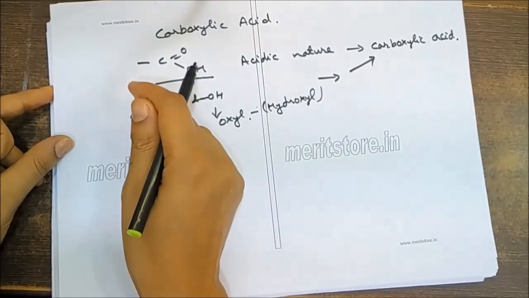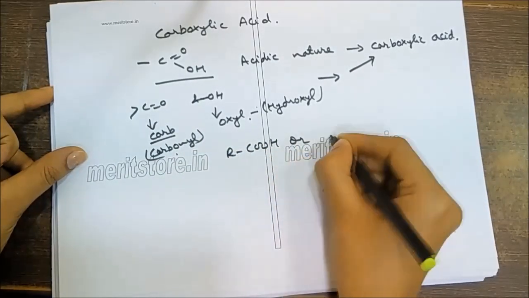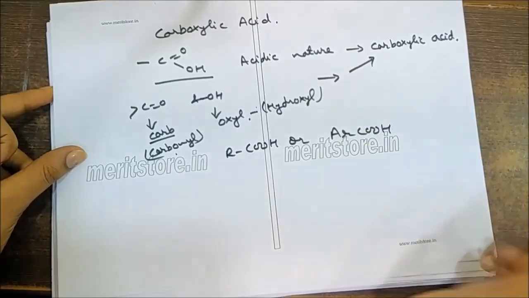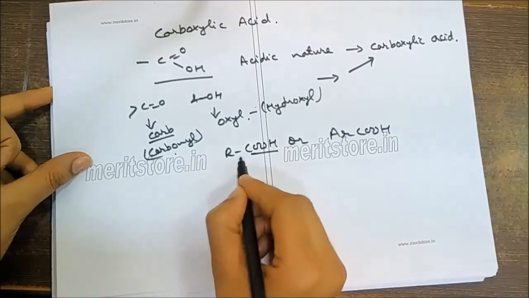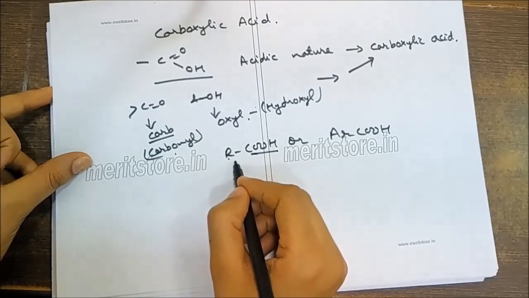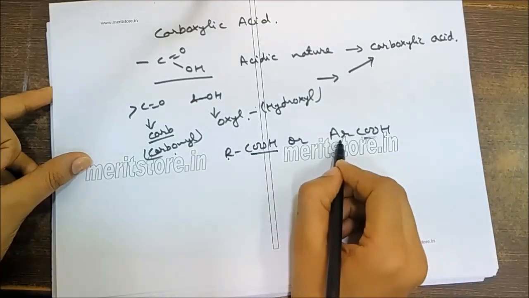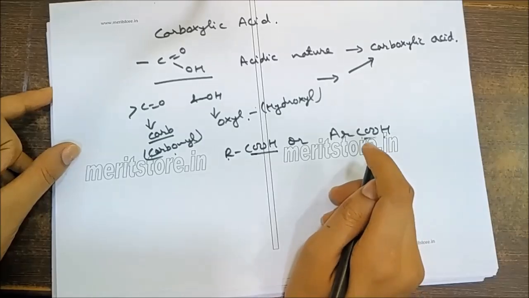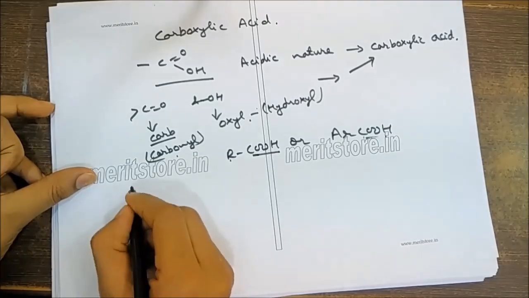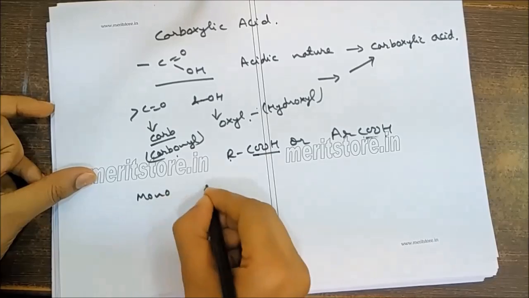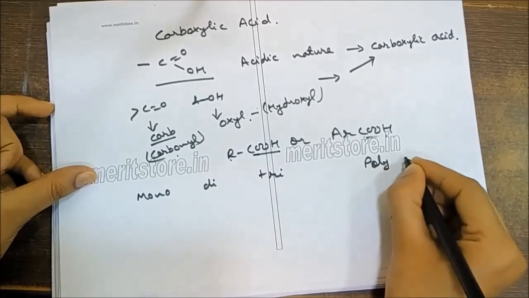This carboxylic acid may be aliphatic or aromatic. Depending on whether this acidic group is attached to alkyl, it will be an aliphatic carboxylic acid, and if the acidic group is attached to any ring, it will be called aromatic carboxylic acids. Depending upon the number of carboxyl groups, it may be classified as mono, di, tri, or polycarboxylic acid.